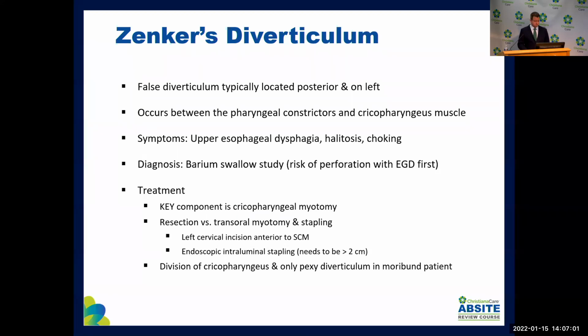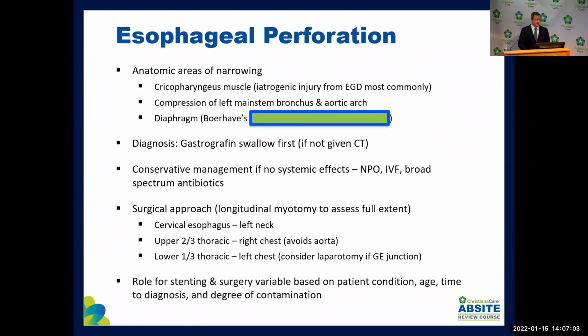All right, other esophageal factoids would be related to perforation. Usually it's going to be in areas of anatomic narrowing. So up top, it's going to be the cricopharyngeus, and the most common reason for perforation is, unfortunately, going to be from us, iatrogenic, typically through an EGD. I guess we can blame GI. We'll blame GI, not necessarily surgery. Compression of the left mainstem bronchus and aortic arch would be another potential site, although rare.